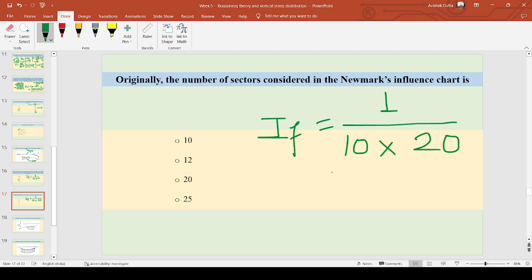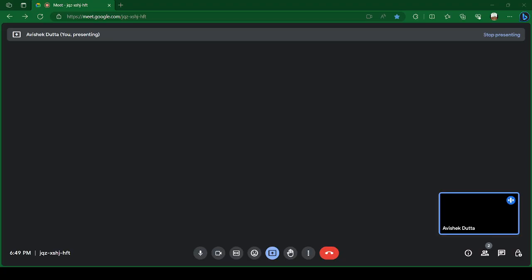We get a value of 1 by 200, that is 0.005. This is the value of the influence factor which we will be utilizing in the upcoming numerical questions using the Newmark's chart. So the answer of this question for the number of sectors is 20. Originally, in the original Newmark's chart, 20 sectors of each annular area are considered.